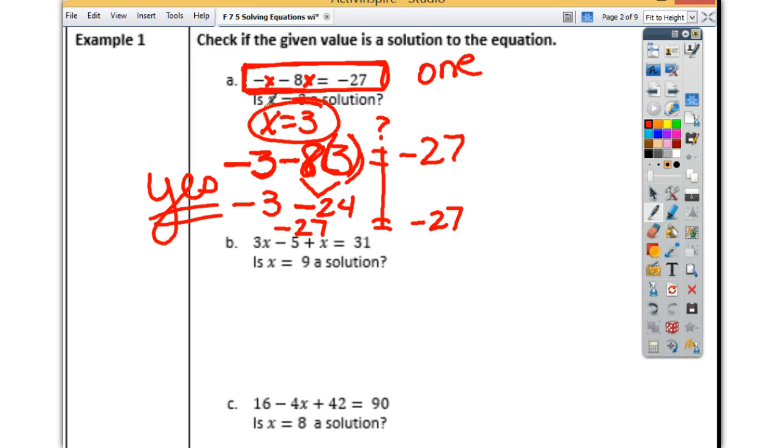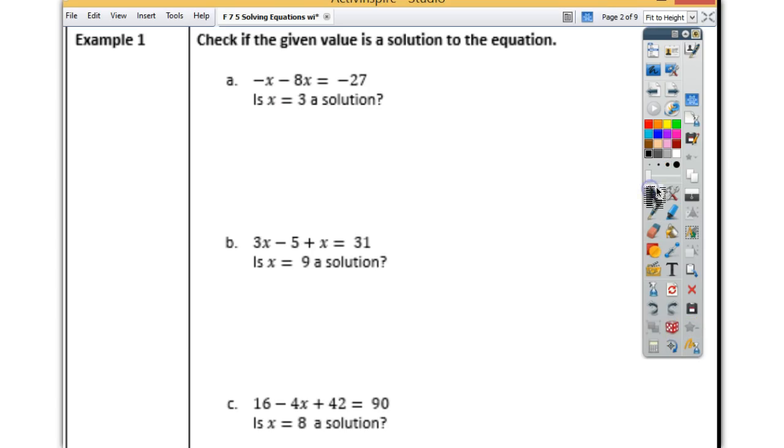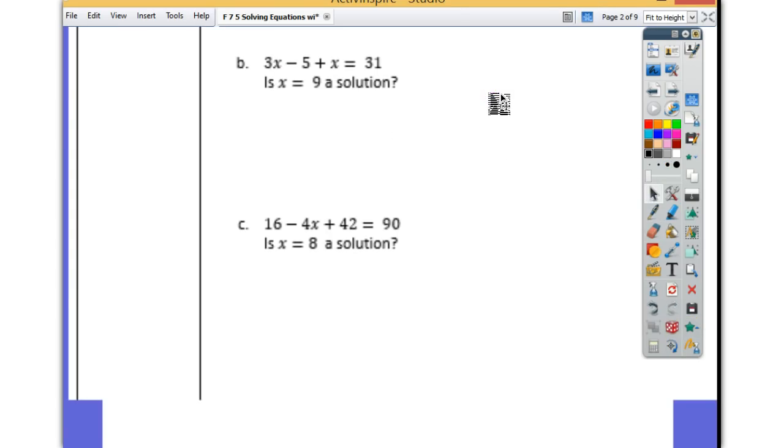So I wanted to point that out so you know that when you're checking these, your blue calculators do not do the order of operations. All right, try B, yes or no? Everybody is shaking their head, what should you be shaking your head? It should be a yes.